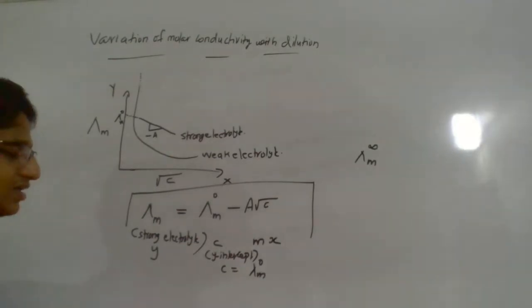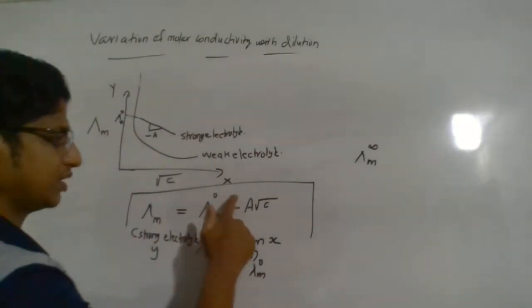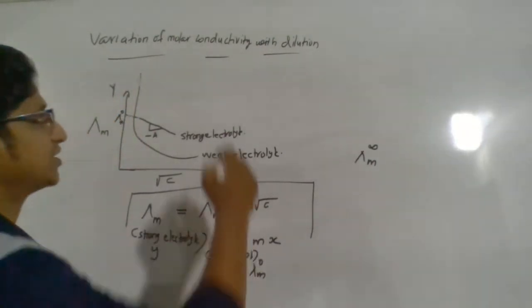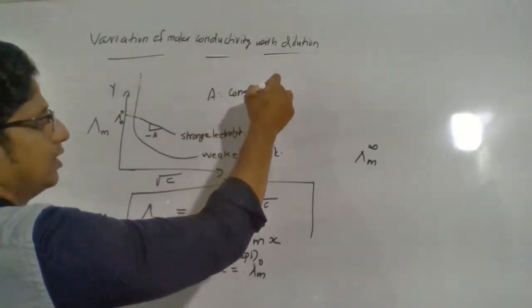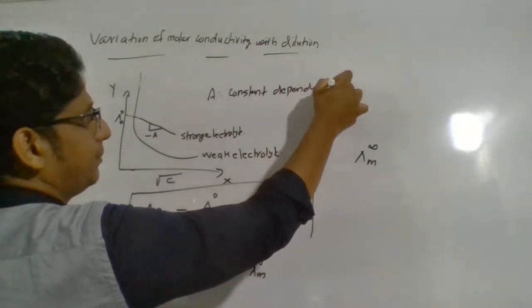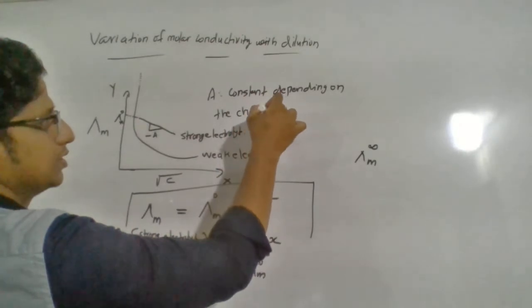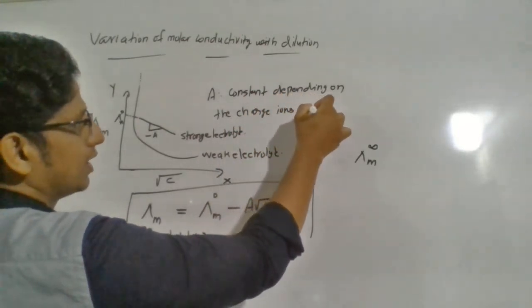So that's the equation you can remember for a strong electrolyte: lambda m is equal to lambda m0 minus A root C. What is this A? A is a constant, depending on the charge of ions in an electrolyte.